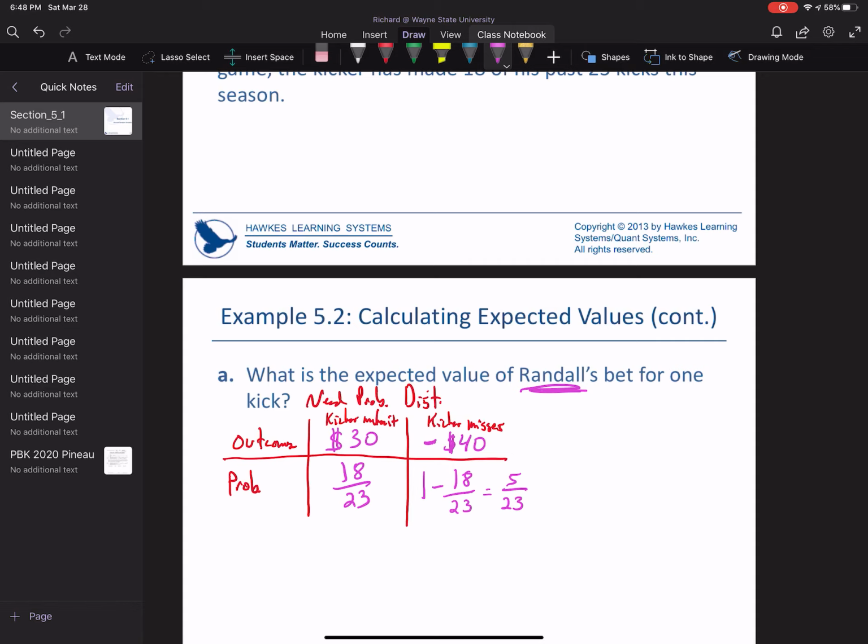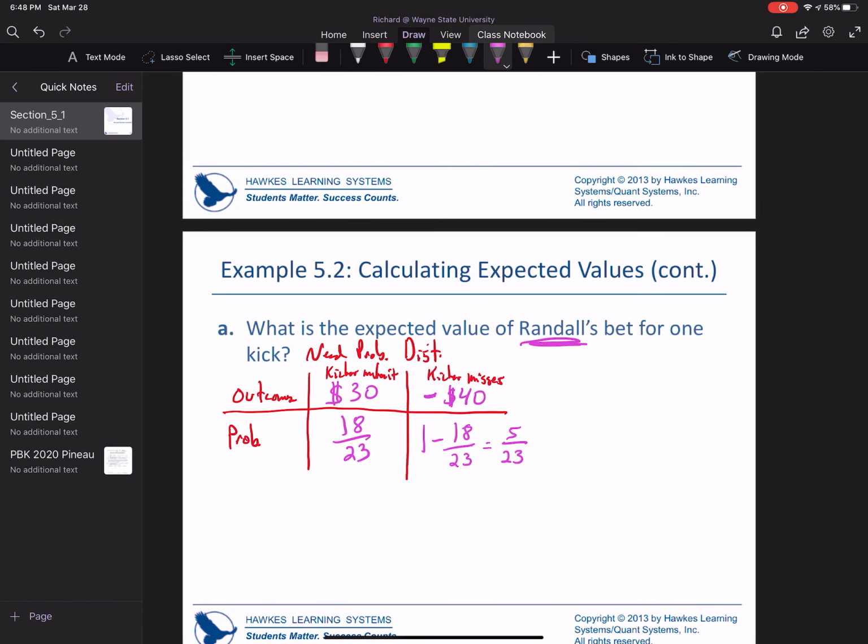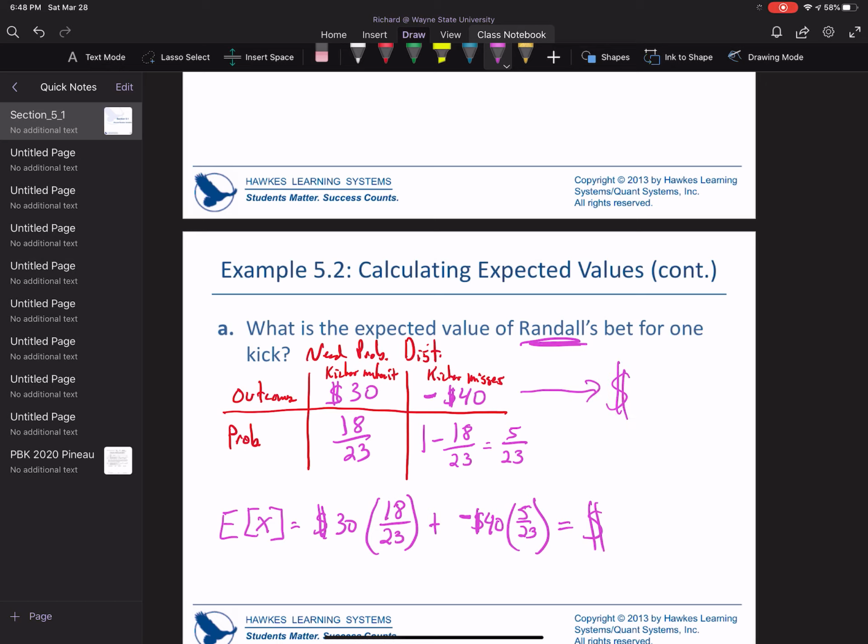Okay, so now we're ready to compute the expected value. So here we go. What it says we do is we take the outcome, which is $30, and we multiply by 18 over 23, its probability. And then we take negative $40 times its probability of 5 over 23. Now notice a couple things. I'm using the dollar signs to remind me of the units. So you have to have units here. Remember, this is an average outcome. The outcome here is dollar amount, so it has to match.